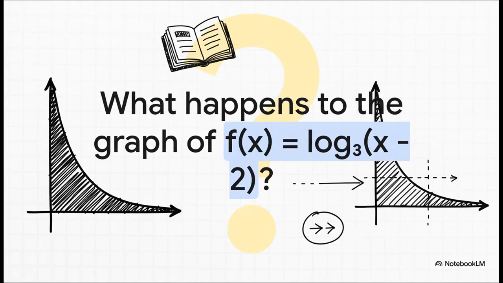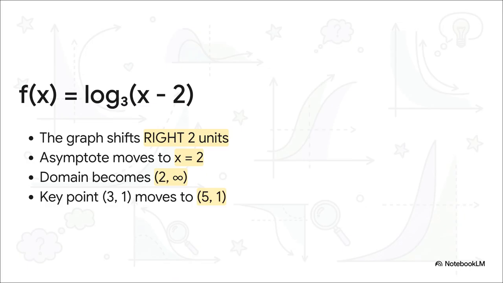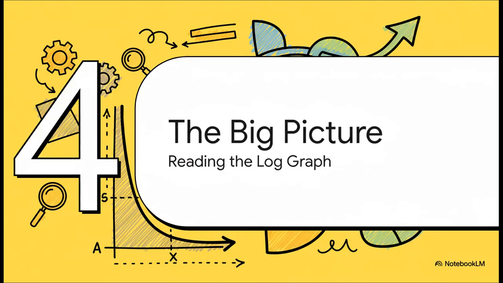Okay, let's put this rule to the test. Let's see it in action. We've got a log base 3, and inside the parentheses, we're subtracting 2. So based on the rule we just learned, what's going to happen here? Exactly! Because our c is negative 2, the entire graph, the whole shebang, just scoots 2 units to the right. That means the vertical barrier moves from x equals 0 over to x equals 2. The domain is now all numbers bigger than 2. And every single point on the graph, like that key point (3, 1), just slides right over 2 spots to become (5, 1).